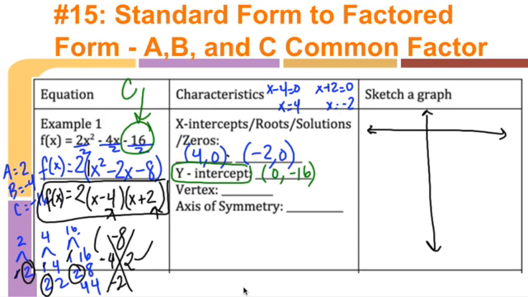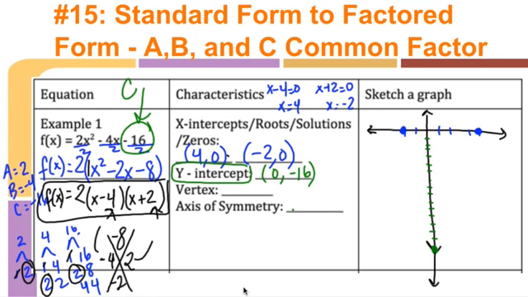So positive 4, 0, 1, 2, 3, 4. Negative 2, 0, 1, 2. Negative 16. So here you could change up your scale if you wanted to, but make sure you label it if you do. I'm just going to go by ones. 1, 2, 3, 4, 5, 6, 7, 8, 9, 10, 11, 12, 13, 14, 15, 16. So this is my y-intercept. Make my y-axis go a little bit longer here.